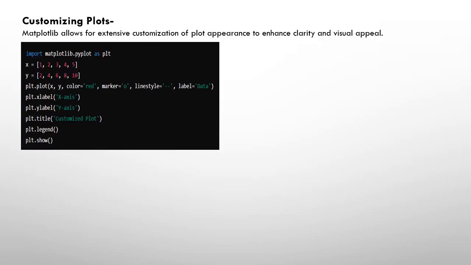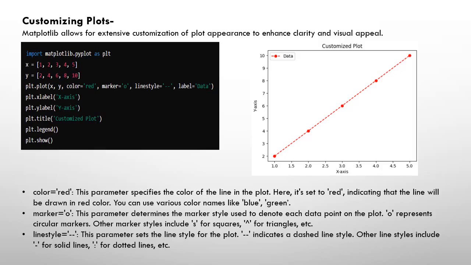Customizing plots. Matplotlib allows for extensive customization of plot appearance to enhance clarity and visual appeal. So here, color equals red. This parameter specifies the color of the line in the plot. Here it's set to red, indicating that the line will be drawn in red color. You can use various color names like blue, green.